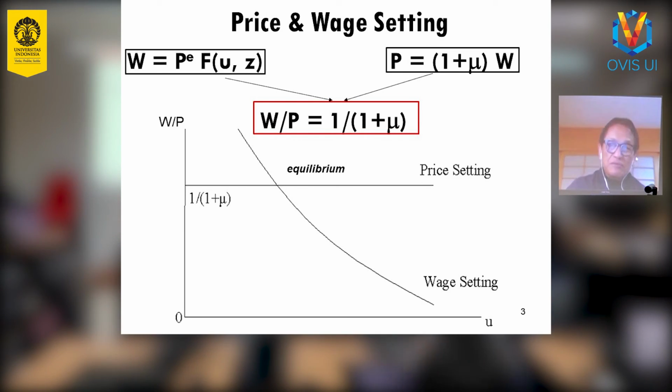So we start with the wage setting, which is this guy. Remember, the relation between U and W is negative, and that's why we have a negative slope curve here, because the x-axis is unemployment, which is U. Okay? And for the price setting, because there is no U here, it's a straight line, which is basically equal to 1 over 1 plus mu here. So this is the level of the real wages. Okay, so this is the very early introduction of the labor market.